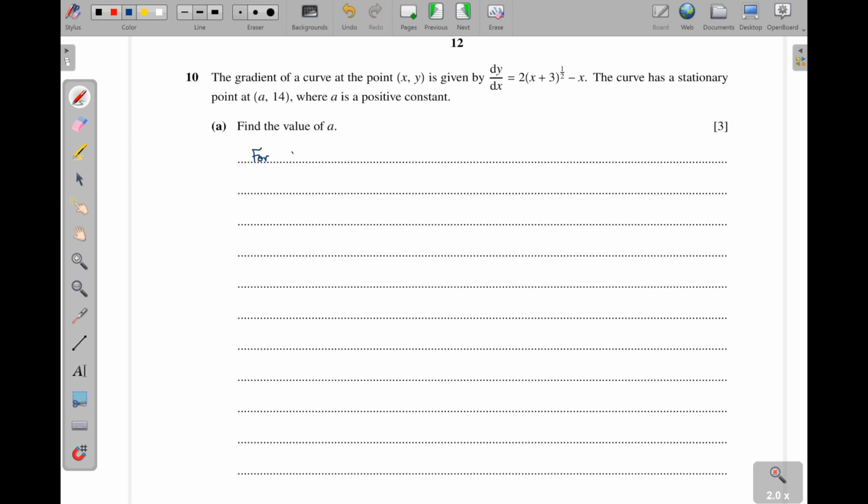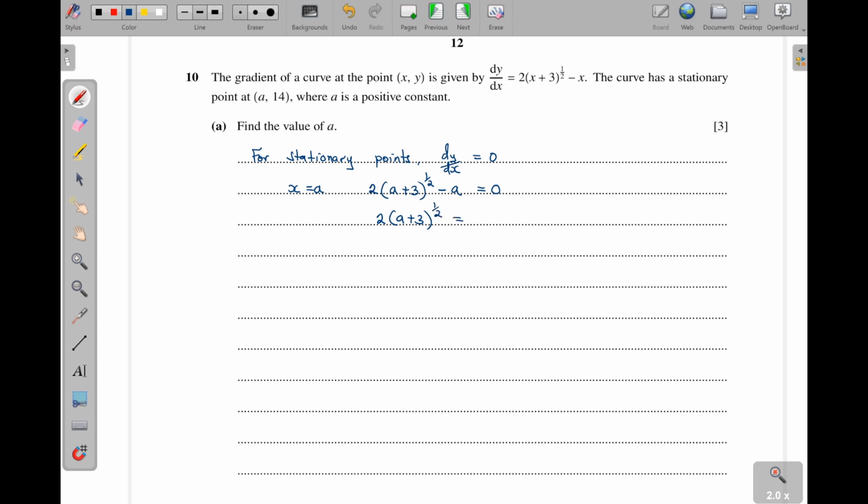Of course, the first thing we do is to equate this one to 0. So for stationary points, we know that dy/dx is equal to 0. So x is equal to a, because this is a stationary point. Wherever there is x here, I'm going to substitute it with an a. So we shall have 2 into (a plus 3) to the power of a half, then minus a, equal to 0.